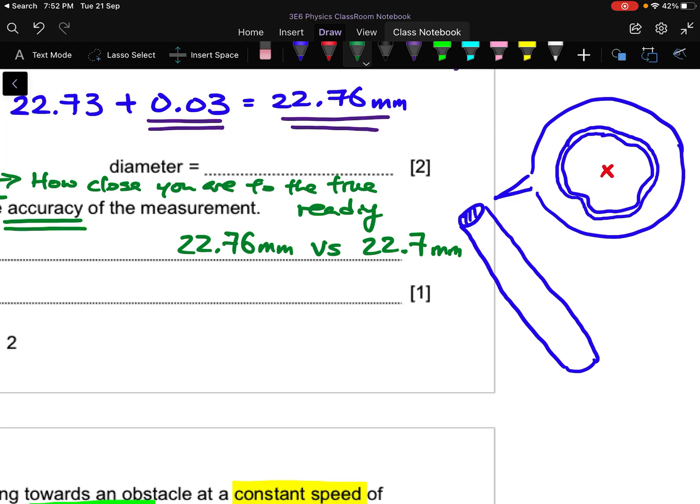You cannot answer. Even though this has 2 dp and this has 1 dp, you do not know which one is more accurate unless I tell you the truth, the true value, which is 22.7. If I tell you now the truth is 22.7, then you can say that this is more accurate. This one has an error of 0.06, right? So accuracy is how close you are to the true value. It is not how many decimal places.